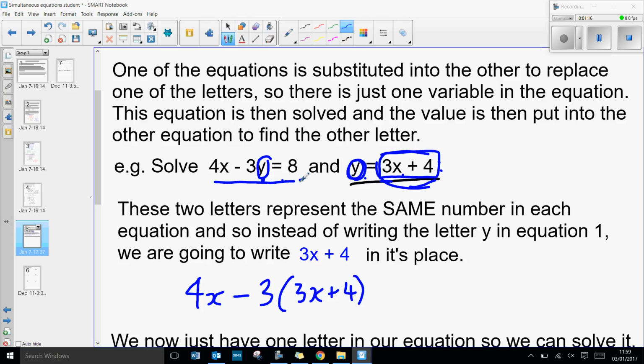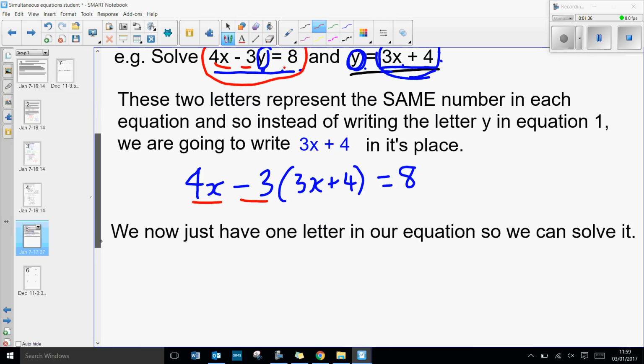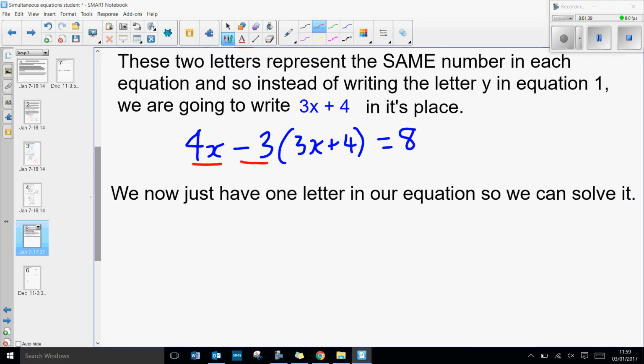So all we've done is followed this initial equation. We've written 4x minus 3 lots of y. Now instead of using the letter y, we've used the expression 3x plus 4, and that's equal to 8. Now, as you can see, we now have just one letter in our equation. They're just x's. So we would solve it as we would solve any equation in this format.